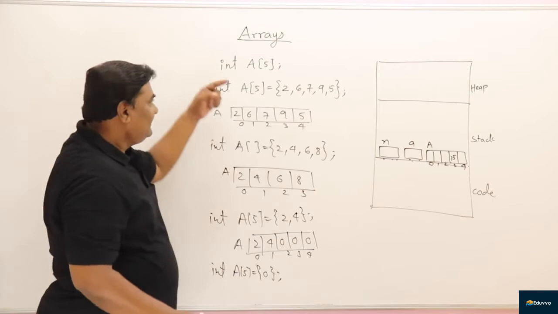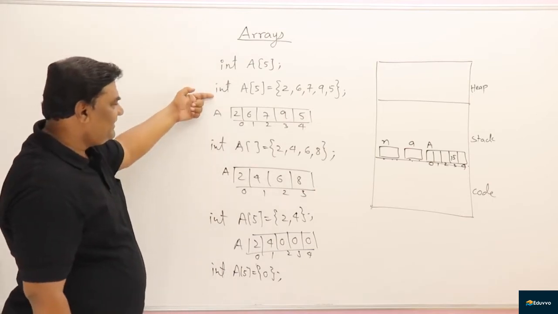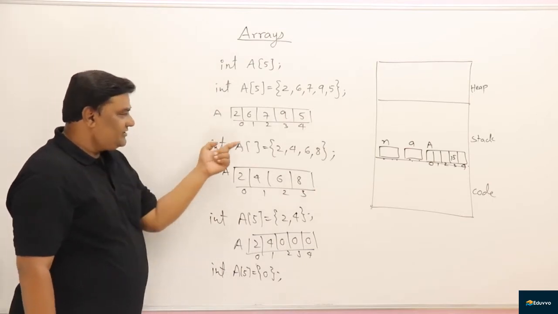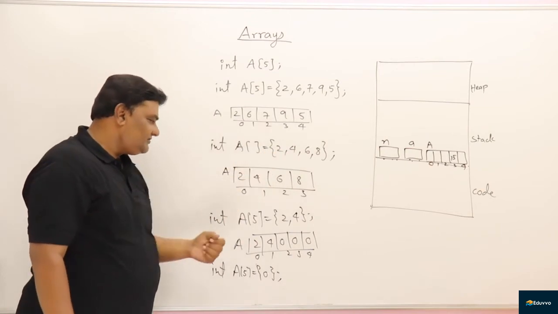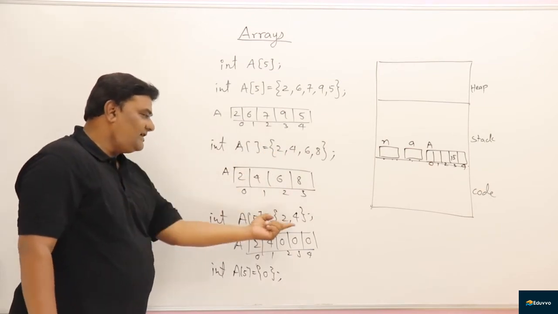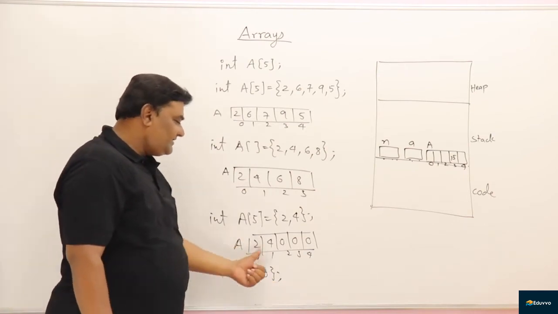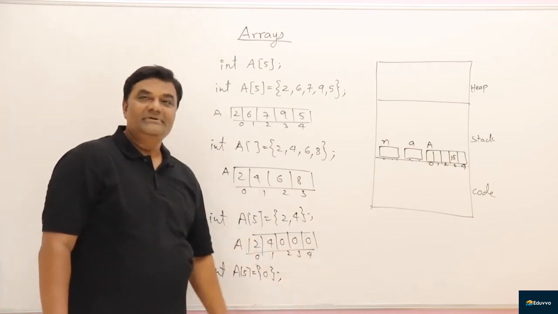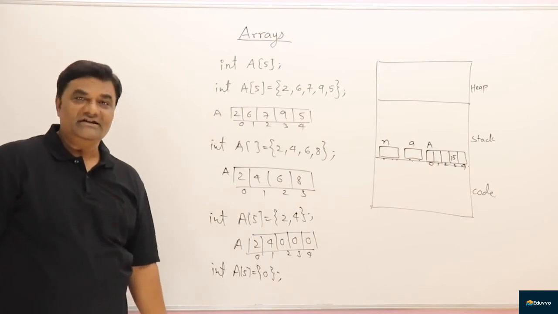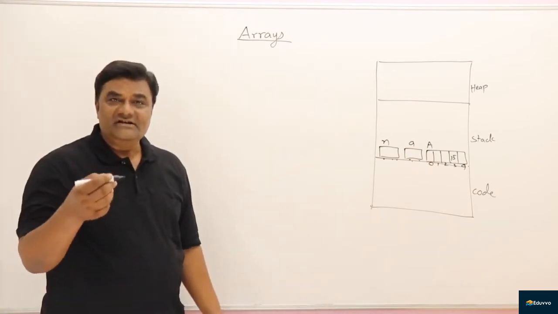Let me repeat quickly. Declaration of array, declaration and initialization, declaration without size and initialization, and this is declaration and partial initialization. This is also declaration and partial initialization. When partial initialization is done, the rest of the elements will automatically take the default value, that is 0. Let us see the different types of array.